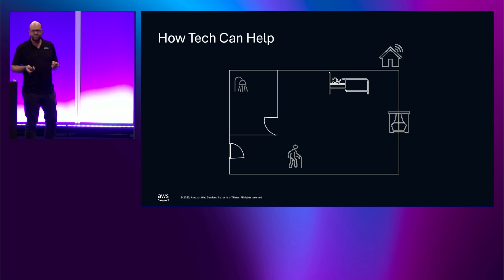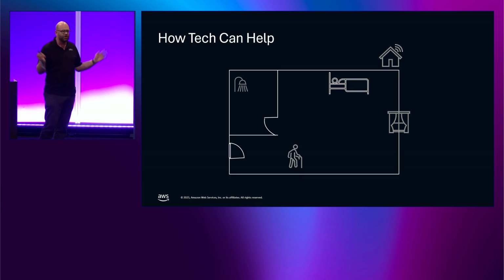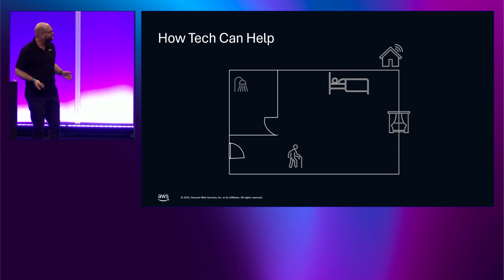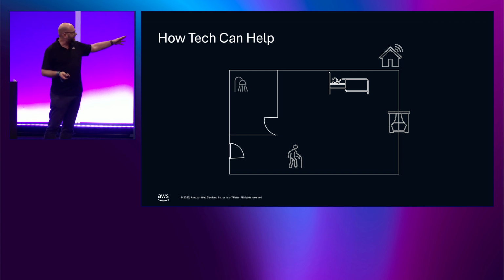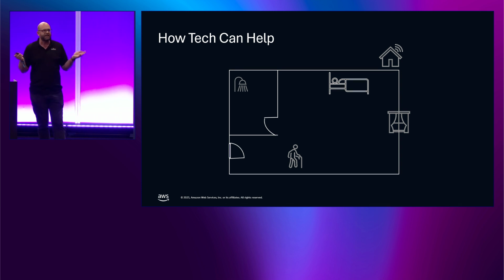So how can tech help? I've drawn a diagram of an aged care room. They're all similar in layout. You've got a bed and you've got a bathroom. Most falls happen at night, and it's the highest rate of injuries for elderly people over 60.